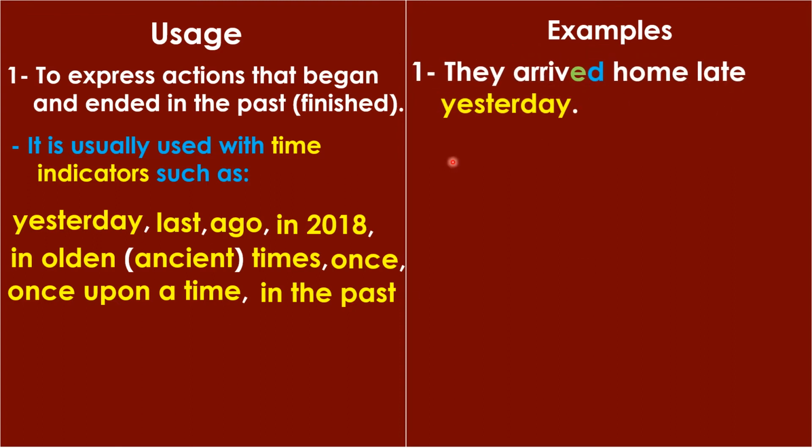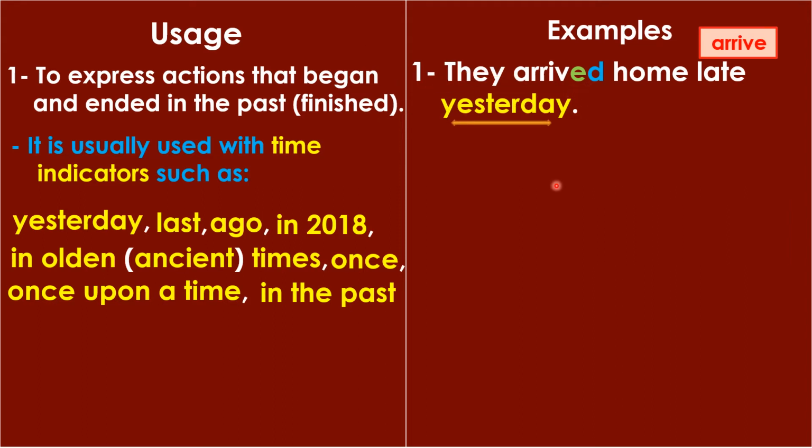They arrived home late yesterday. If you look at this sentence, we have here the verb arrived, and it is the past form of the verb arrive. Okay, طبعا عندنا arrived. ده الماضي من الفعل arrive. We only added D to the verb because the verb actually ends in the letter E. هنا أضفنا D فقط لأن الفعل بينتهي بE.